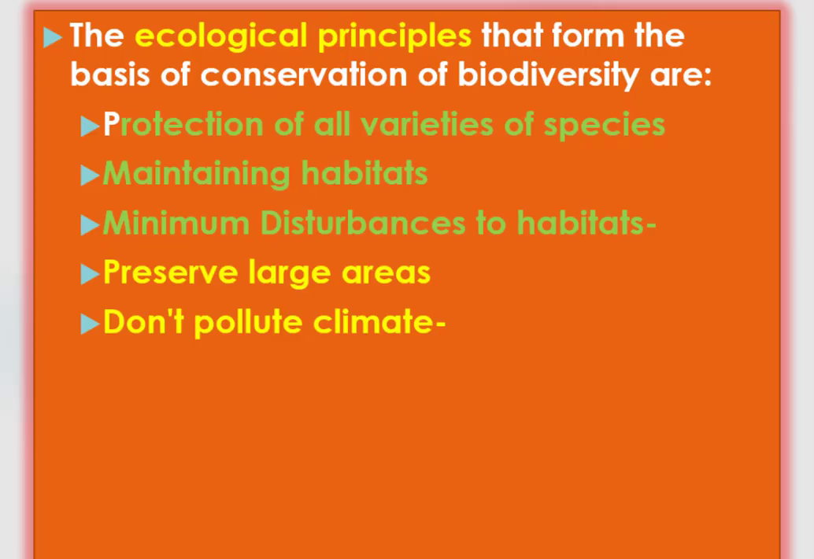There are certain ecological principles that form the basis of conservation of biodiversity. This includes any protection of species and varieties of species will support biodiversity. Maintaining habitats is fundamental to conserve species. Preserve large areas, since large areas usually contain more species than smaller areas with similar habitats. Minimum disturbances to habitats shape the characteristics of populations, communities, and ecosystems.